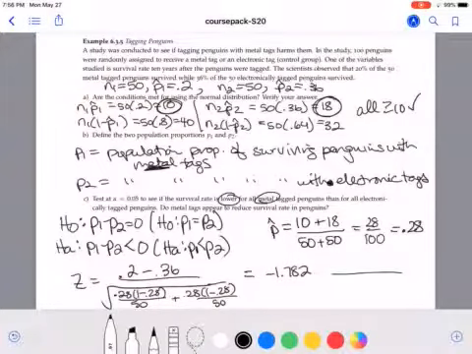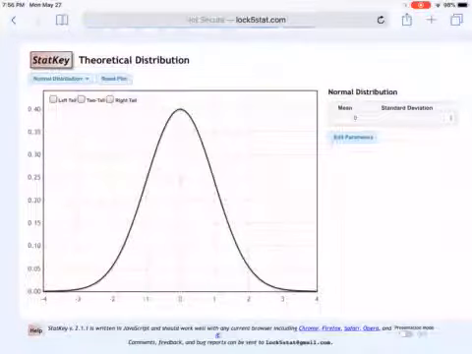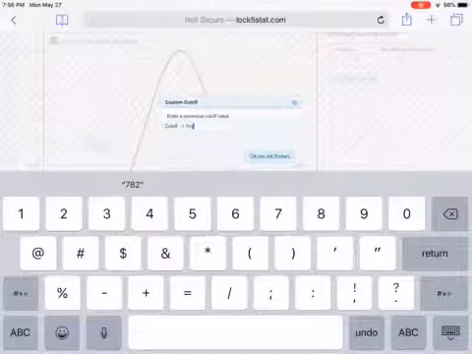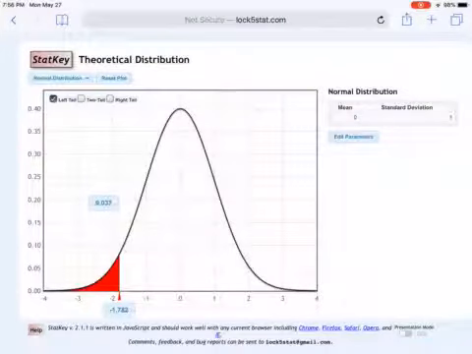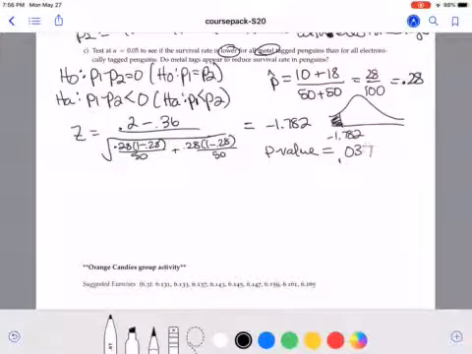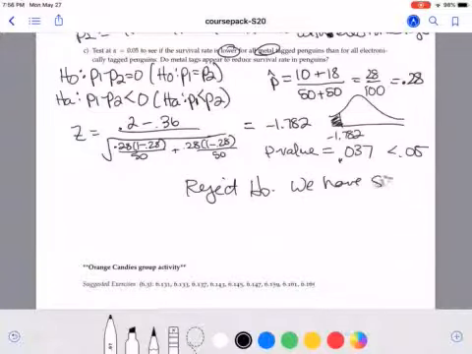And we're looking at a left-tailed test, so we're interested in this area here to the left of that number. So if we go to stat key and we click on normal and we do left tail with our test stat, we had negative 1.782. And so we get a p-value of 0.037, which is less than our significance level of 0.05. So for this test, we would reject the null and say we have significant evidence of HA.